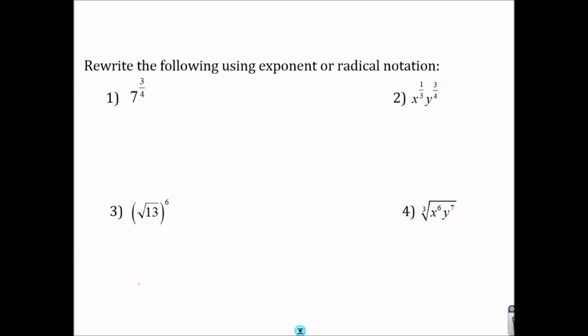So we have 7 to the 3/4 power. Remember that the denominator is always the index. So we could write this as the 4th root of 7 cubed, or the 4th root of 7 all to the 3rd power.